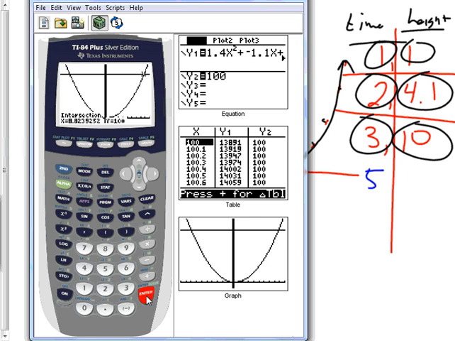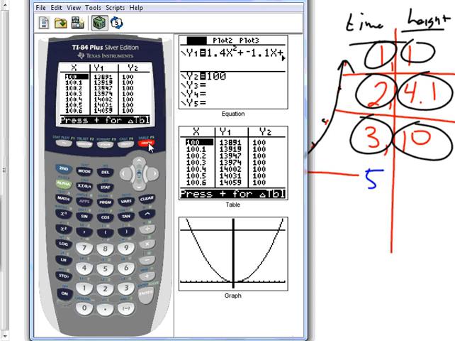Okay. Can you do this from the table? Yes. You can go to table, second, table. And I got a whole bunch of numbers there. Mine counts by 0.1s, which is kind of neato. Do you know how to make yours count by 0.1s? It's under table settings. It's right here.